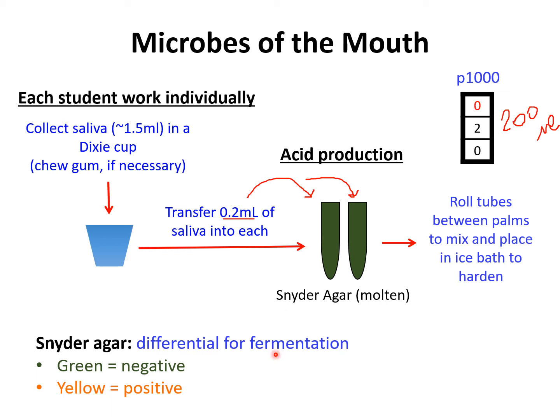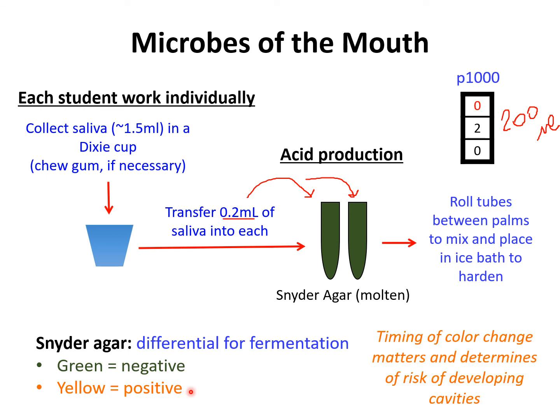It does start out colored green, but if it stays green, then it's negative for sugar fermentation. If it goes from green to yellow, that means we do have bacteria in our saliva that can ferment the sugar. And the thing is, we're all going to have bacteria in our saliva that will ferment the sugar. But what we're looking for is how long it took to go from green to yellow. The faster it turns from green to yellow, the more of that fermenting bacteria you have in your mouth, and therefore the more at risk you are of developing tooth cavities. So the timing of the color change is what really matters.